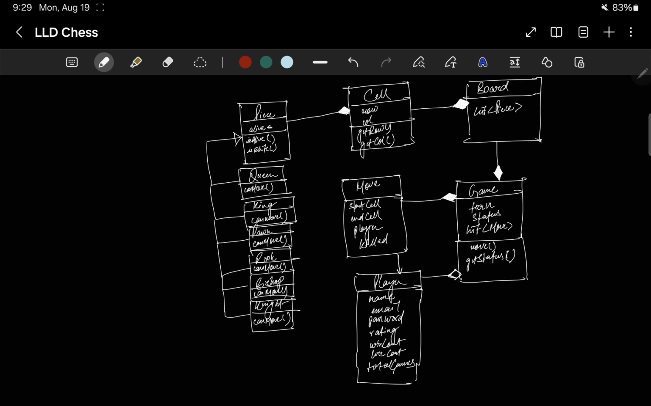I'm just trying to make sure if I have left anything here. Game, move. I think I have covered everything. There is nothing left. So these are the children of this piece, the queen, king, pawn. They are going to extend that piece, so they are also fine. Then the piece will be related to the cell. The cell will be related to board, board to game, and yeah, that's it. So yes, everything is there.